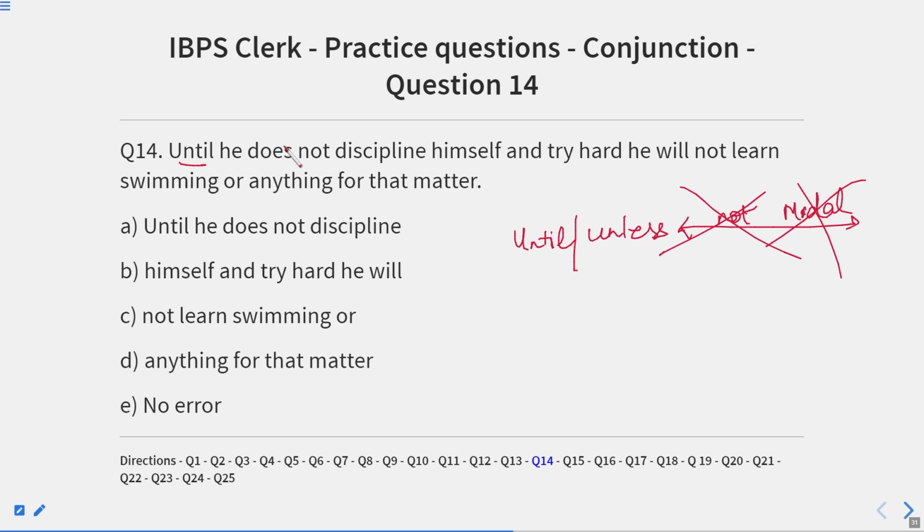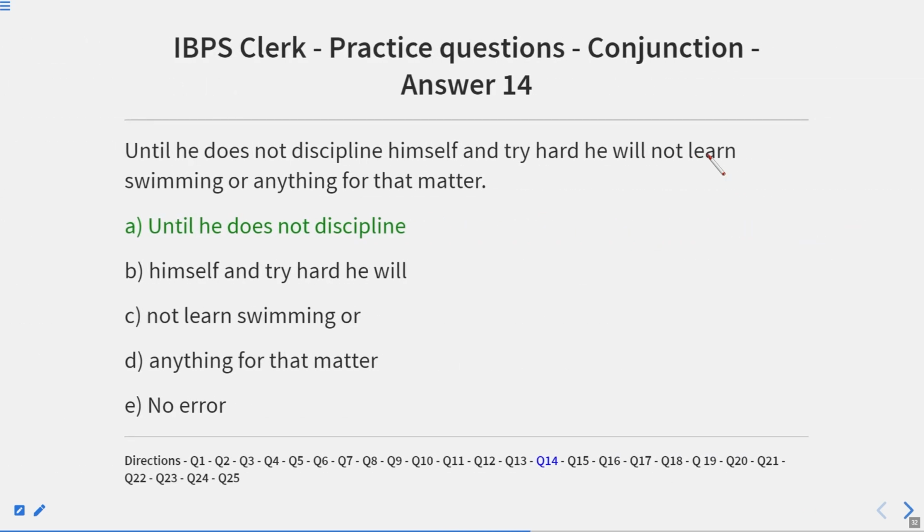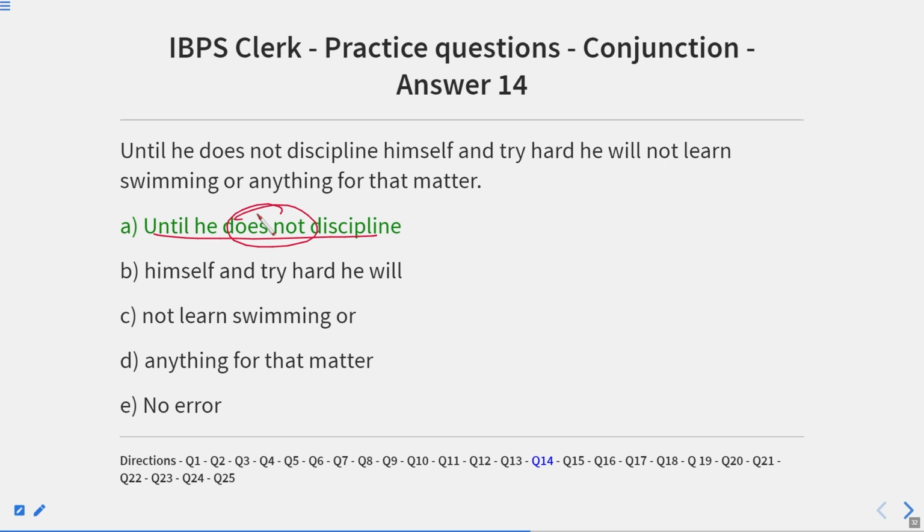So in this structure, we cannot say until he does not discipline. This not is incorrect over here. Until means till that time not, so it is itself a negative word. We need not write not again. Until he disciplines himself, so does not is entirely incorrect. It should be: until he disciplines himself and tries hard, he will not learn swimming or anything for that matter. So the answer is A, where this not word is incorrect.